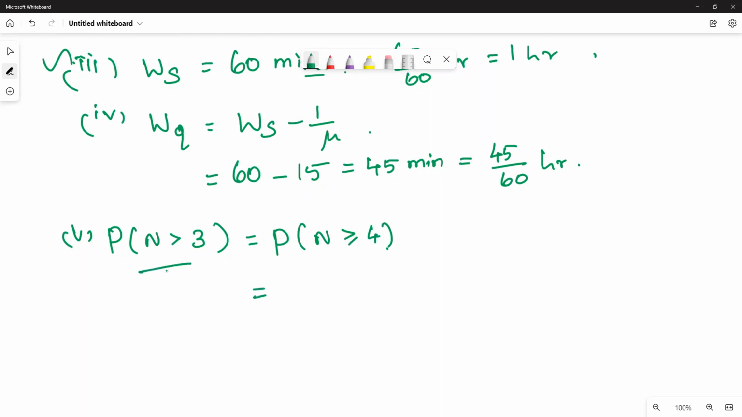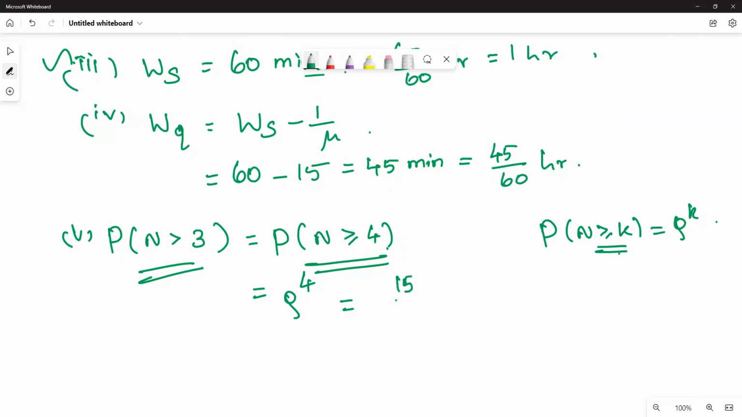So concentrate on this. The formula is P of n greater than or equal to k is rho power k. Here you should have equality, which is missing in the question. So I am rewriting n greater than 3 as n greater than or equal to 4, which is rho power 4. What is rho? 15 by 20, whole power 4. That is 3 by 4 whole power 4, simplifying, 0.3164. This is about probability, so you need not convert it.